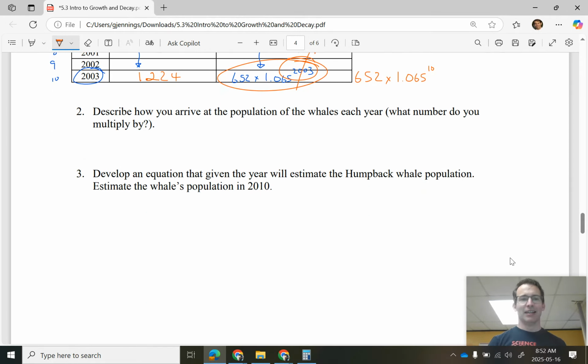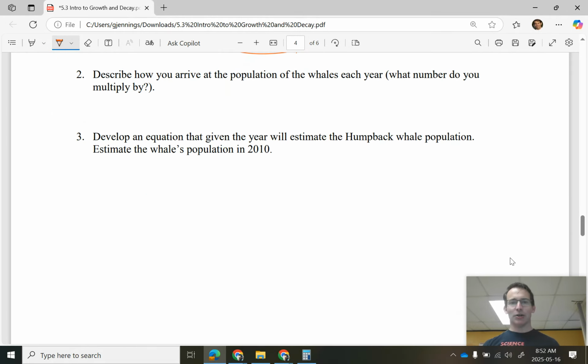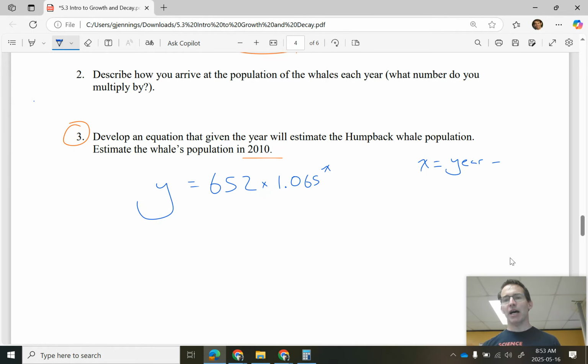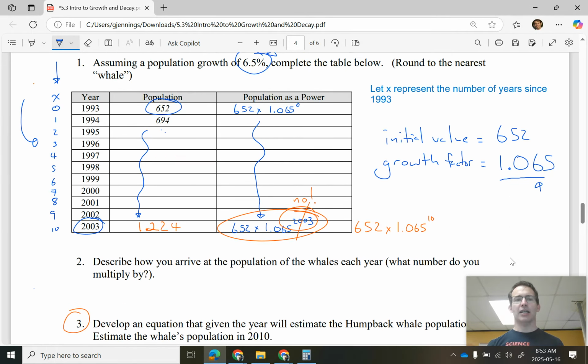Okay. All right. So, develop an equation that will allow us to answer number 3. Someone who built the equation while we were on break. Jude, what you got? 652 times 1.065 to the x, and the x is the number of generations, where x equals the year minus 1993.